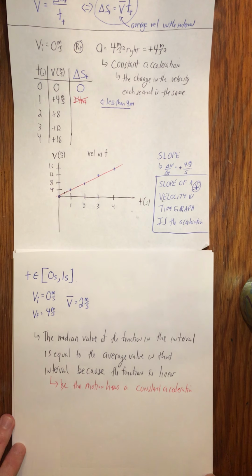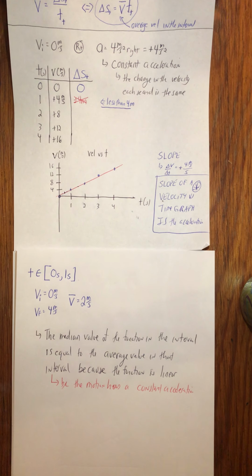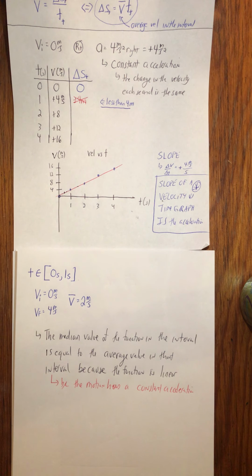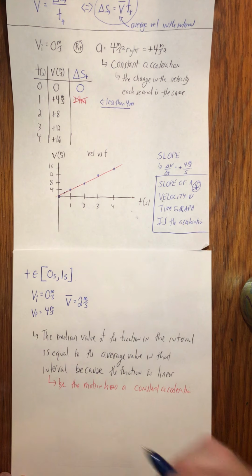Okay, and so that's going to become important for us, that when the acceleration is constant, the median value of the velocity in the interval is equal to the average value of the velocity in the interval. Okay, and the great thing about this course, folks, is that we're only going to be dealing with constant acceleration problems. It gets really, really, really complicated for reasons we'll talk about if the acceleration is not constant.